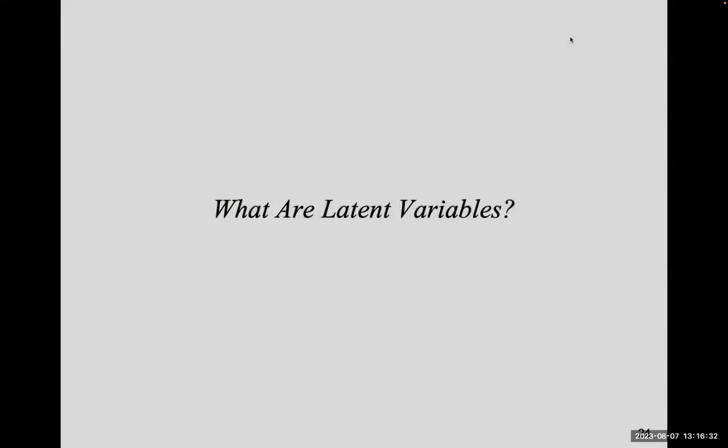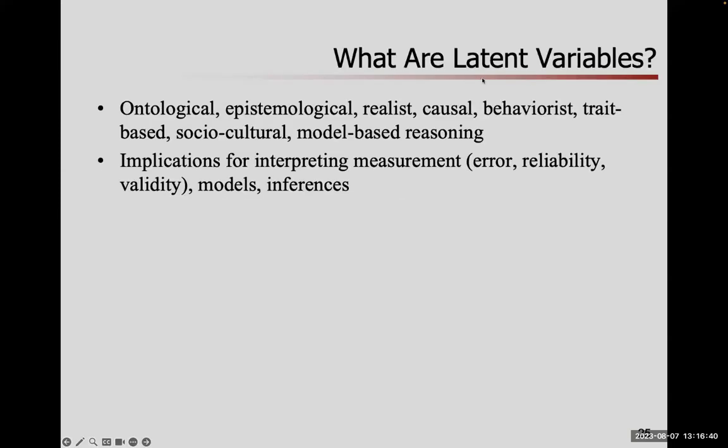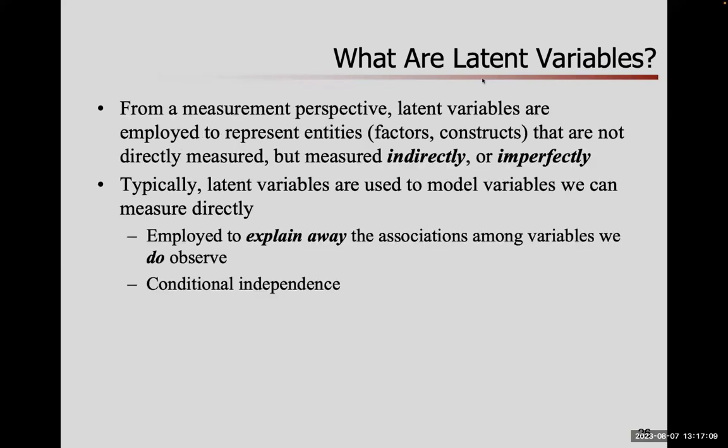This is a three-beer topic, so we're not going to go into great detail, but what are latent variables? There are a few different ways to think about them philosophically. We could think about them from ontological, epistemological, or different traditions of causality, or realism, sociocultural. There are a lot of different ways to do that. We don't have time to get into all that right now. The implications of incorporating latent variables for measurement have to do with things like measurement error, reliability, validity, and so on, as well as the inferences we make.